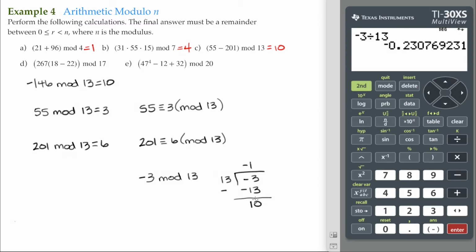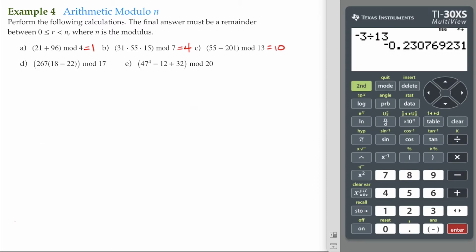Let's try D. 18 minus 22, that's negative 4. 267 times negative 4, that's negative 1,068. So this is negative 1,068 mod 17.